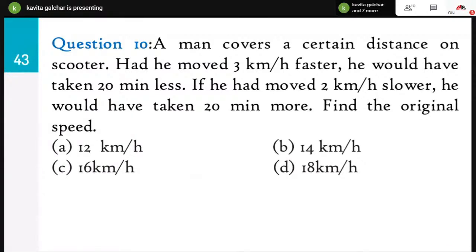If he moved 3 kilometer per hour faster, he would have taken 20 minutes less. If he moved 2 kilometer per hour slower, he would have taken 20 minutes more. But we have to find the original speed. Not all the given quantities are necessarily needed; this is just to make the problems more complex. So you need to take care, with the given information, of what you want to calculate and what they are asking in the question. Here, they want to know the original speed.